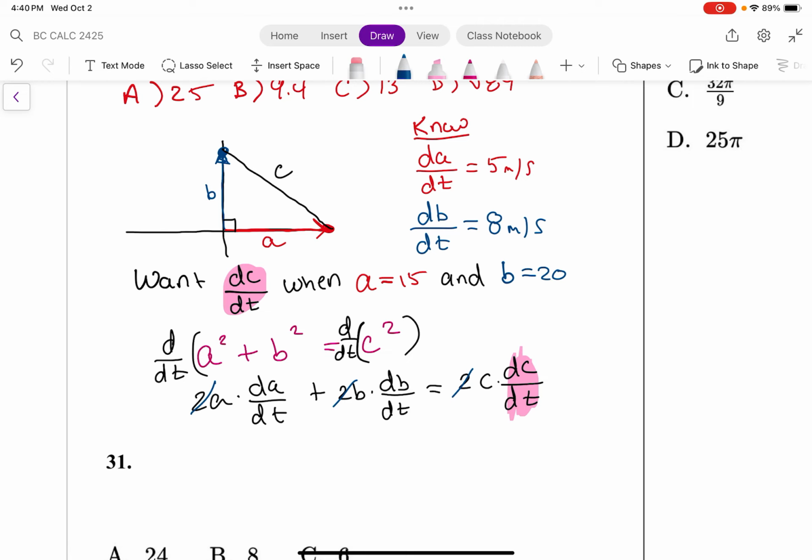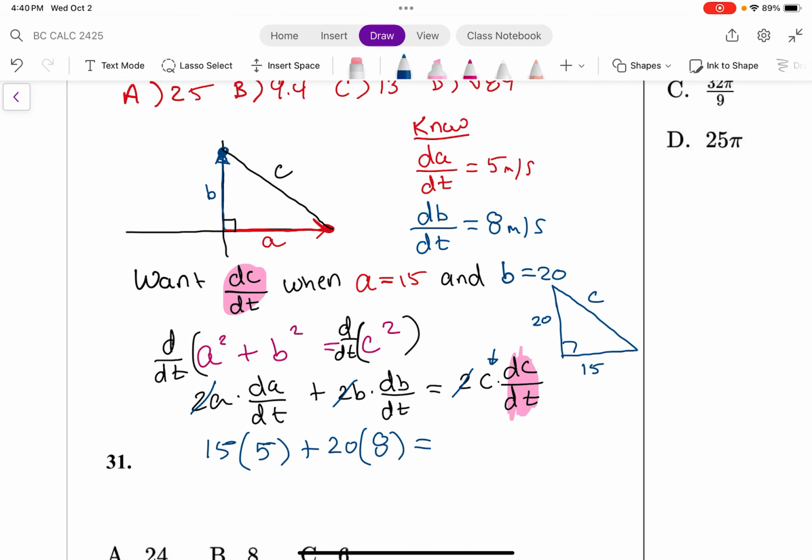A at this moment is 15, so this becomes 15. dA/dt we learned is 5, if we look above. B is 20, dB/dt is 8, and C, so we don't know C at this point. How are we going to find C? Well, at this moment, our triangle looks like this. So this is the moment in question. A is 15, B is 20, and so the Pythagorean theorem gives us what C is.